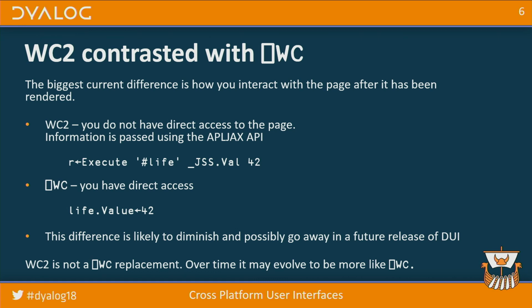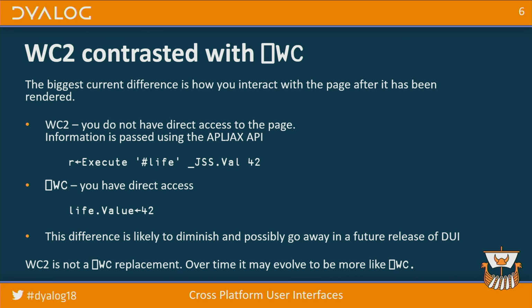With QuadWC, you have direct access to the elements on the page and their values. So if I had a control on the page called life, I could set its value to 42 and it would be reflected immediately in the user interface. However, in WC2, I currently have to wait for a callback from the page, and then I say something like, okay, set the value of the thing with the ID life to 42.